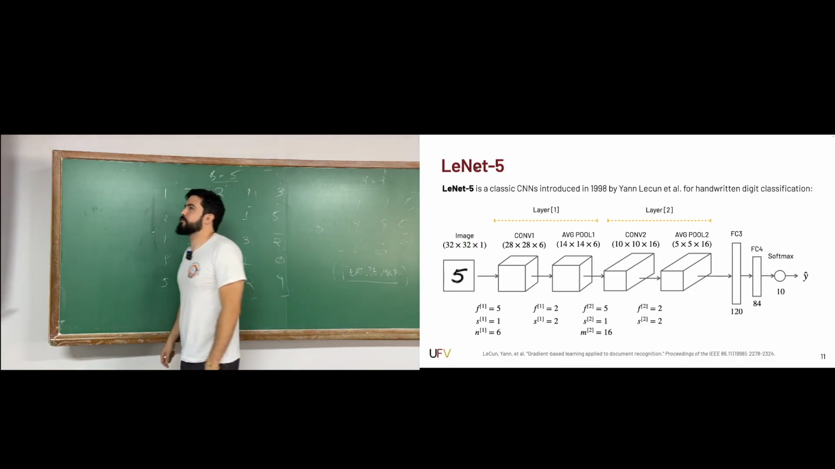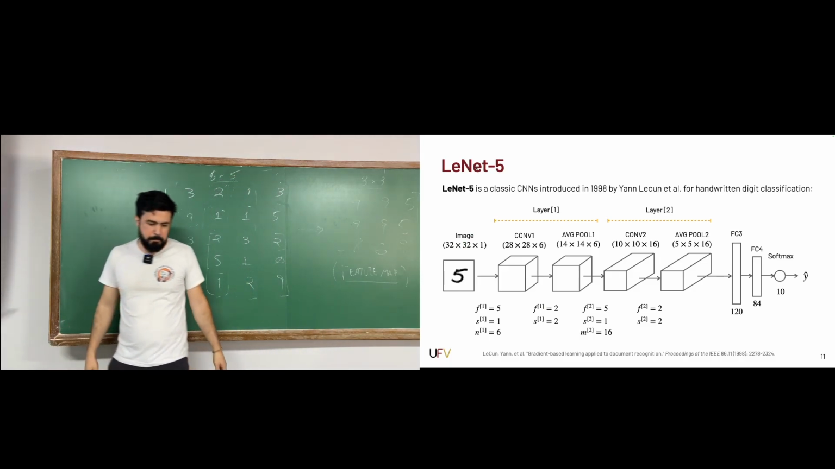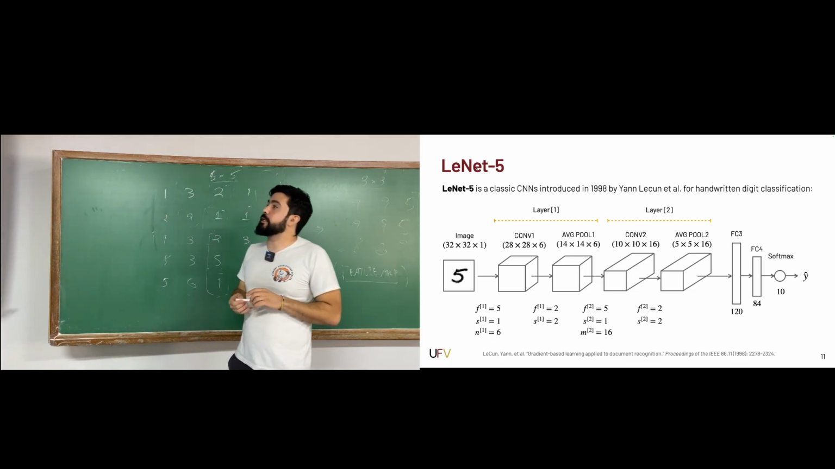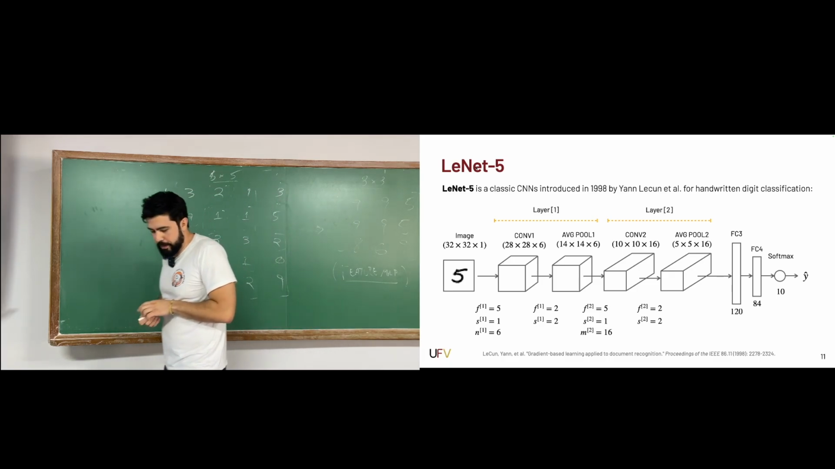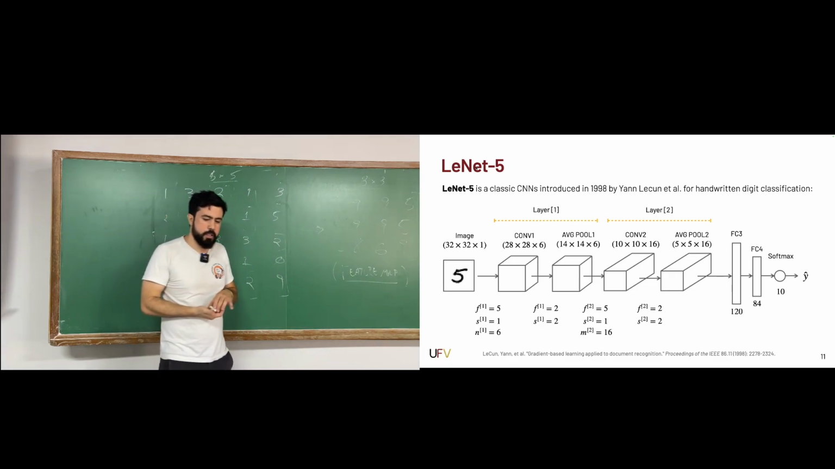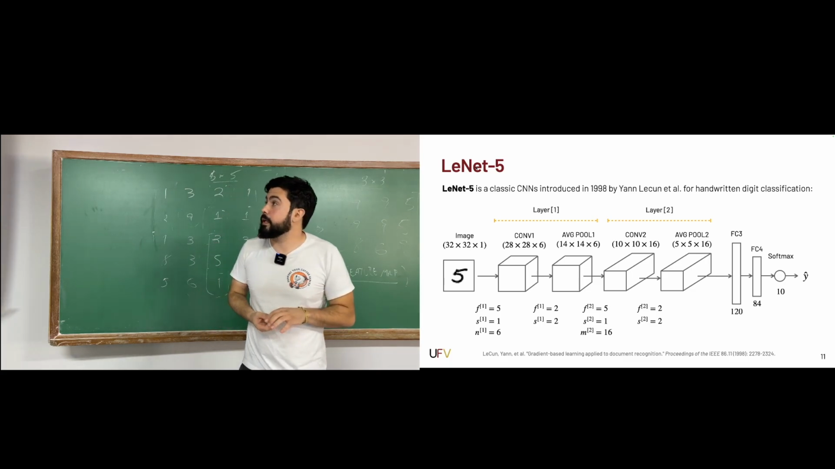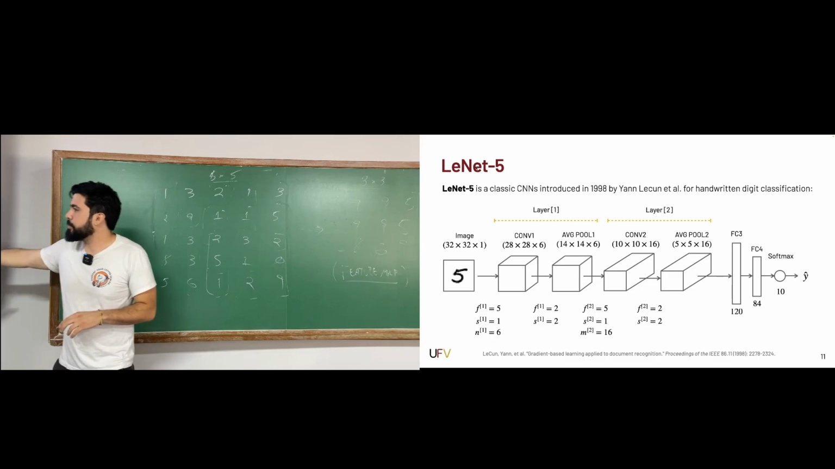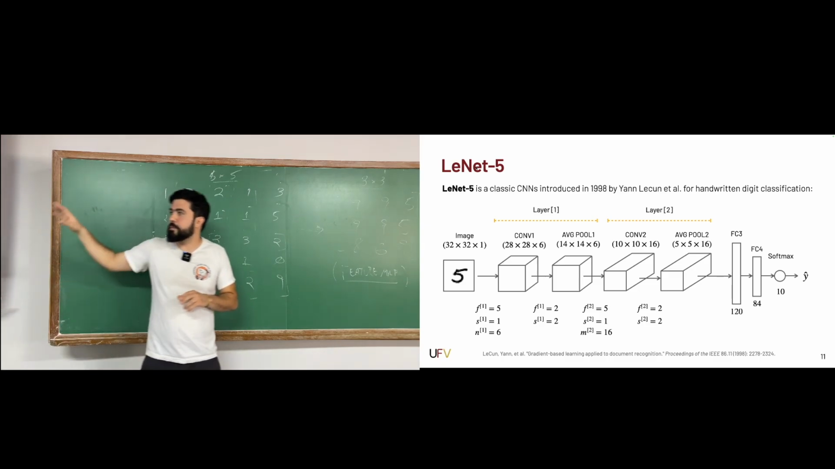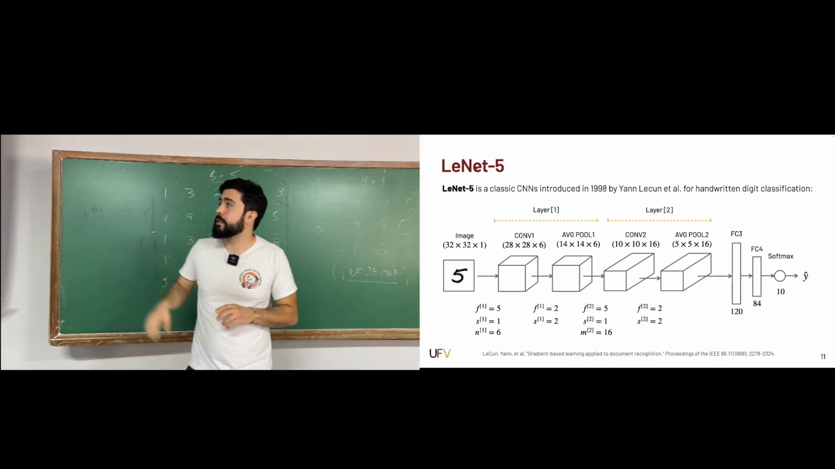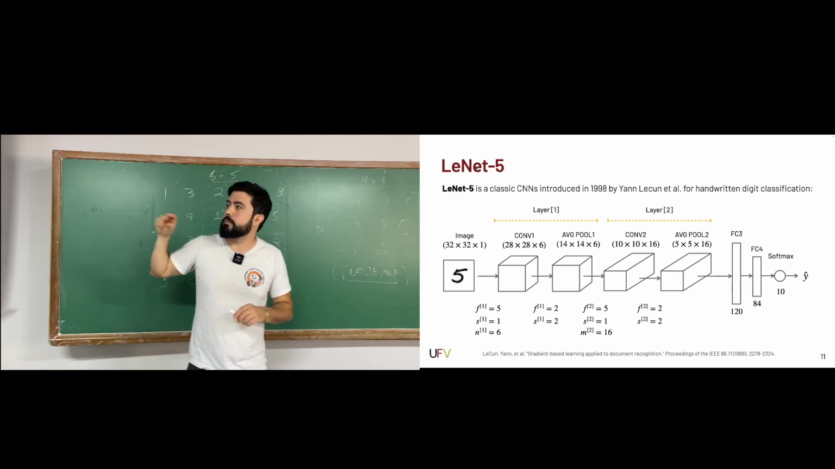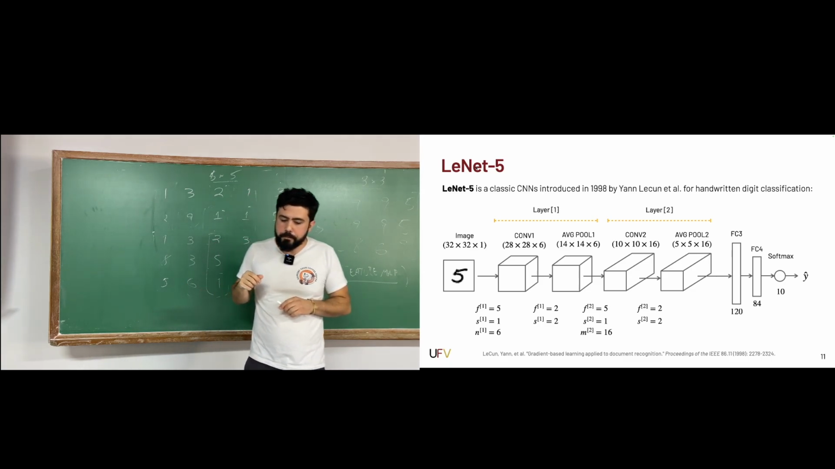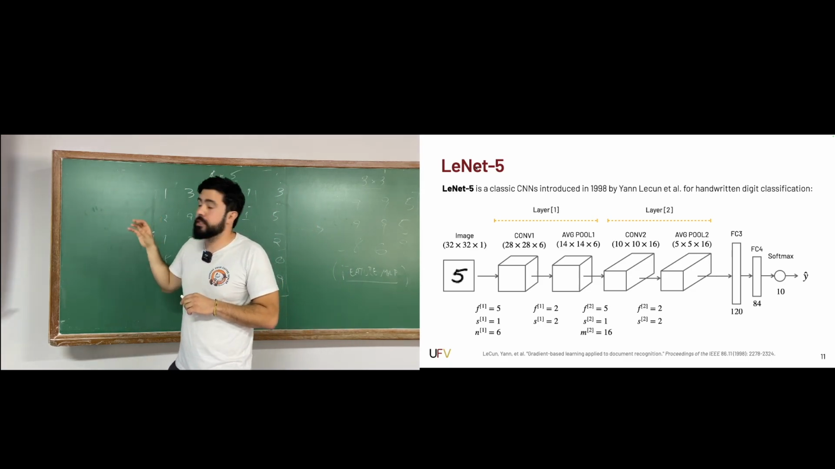So this is a LeNet 5. This is a very classic convolutional neural network designed by Yann LeCun, a very famous deep learning researcher. And this was designed in 1998. Here at the bottom you see the original paper, and the image there is very similar to this. The sizes should match what is in the paper. And this was designed for handwritten digit classification.